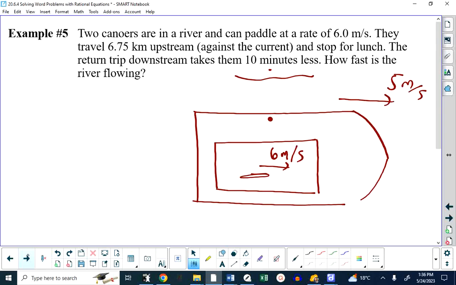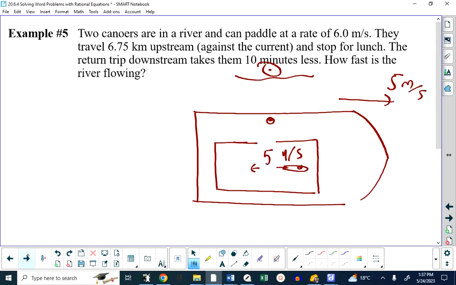Now, what if we get to the end of this and I canoe backwards? Well, not backwards. From my perspective, I paddle at 6 meters per second to the left. How fast will I be moving relative to a person on the boat? Well, 6 meters per second. How fast will I be moving relative to this person? 1 meter per second.